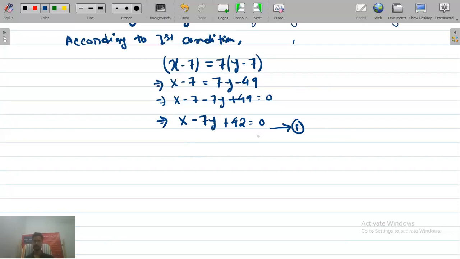In the same way, if the daughter's present age is y, what will be her age after 3 years? It will be y plus 3. Yes or no? So write down. Here, 3 years or 5 years? Yes, 3 years.